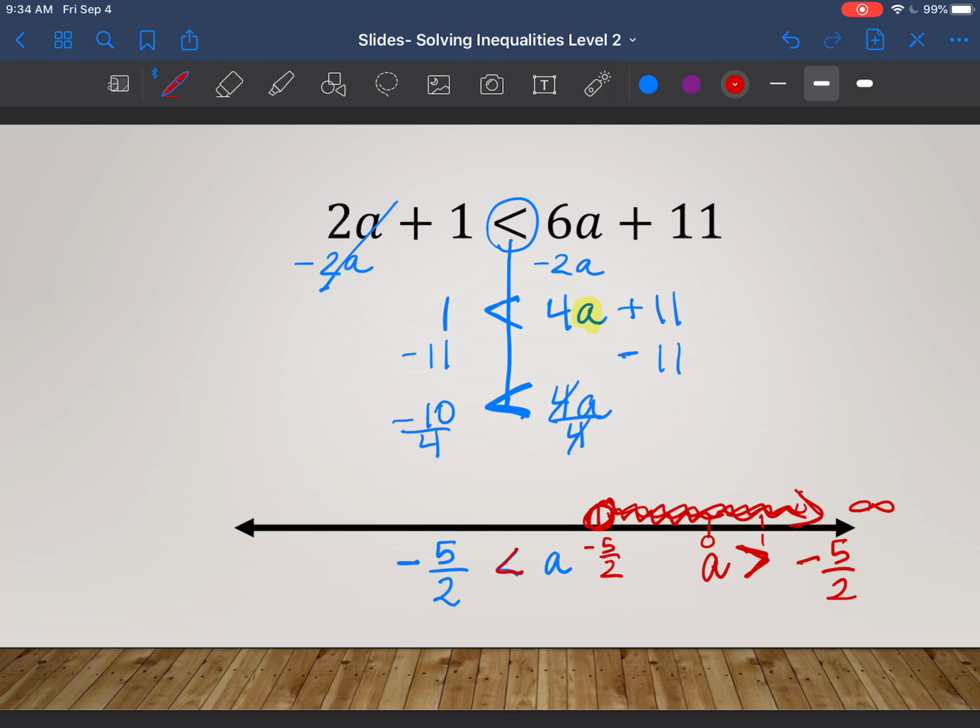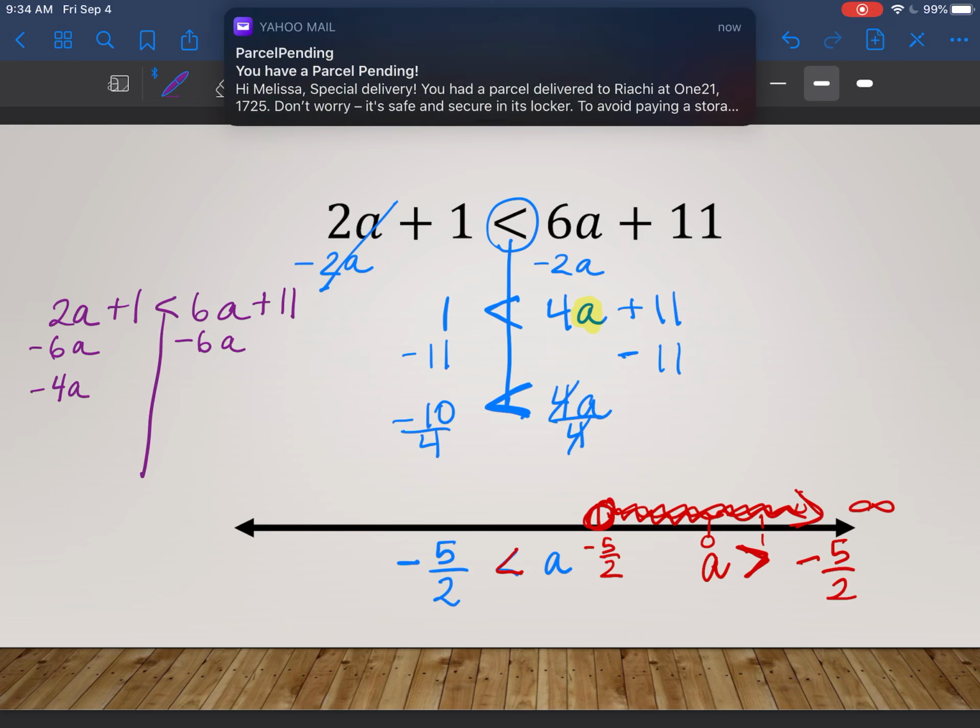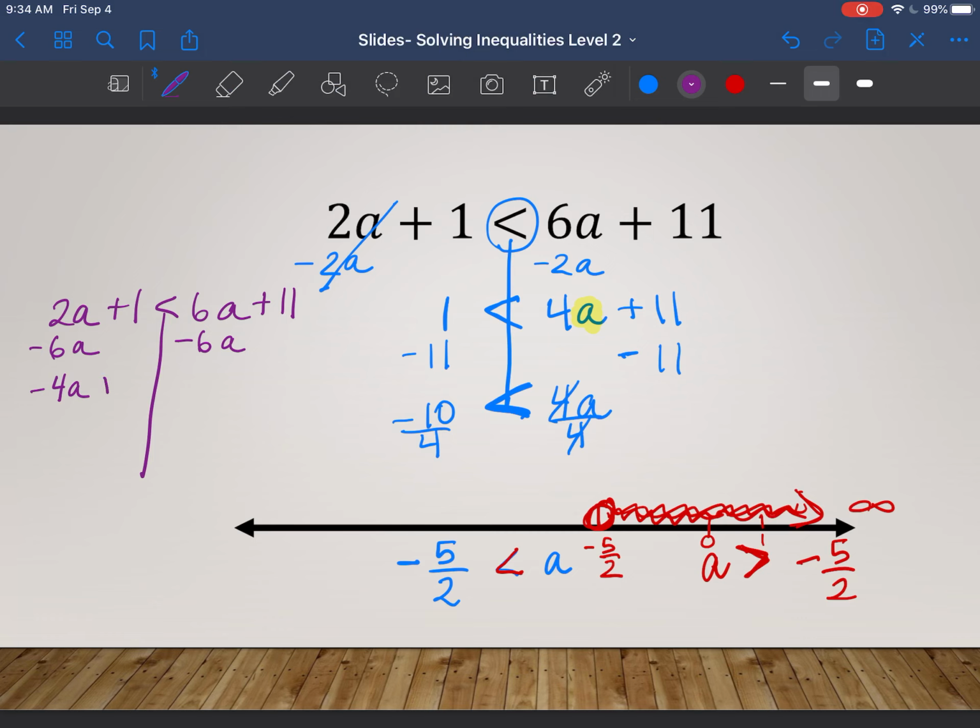Another way you could solve this is, I'm going to solve it again in purple. If I have 2a plus 1 and 6a plus 11, if I were to have subtracted 6a from both sides, I would have had a negative 4a, and then 11 on the right. And then I would subtract 1.